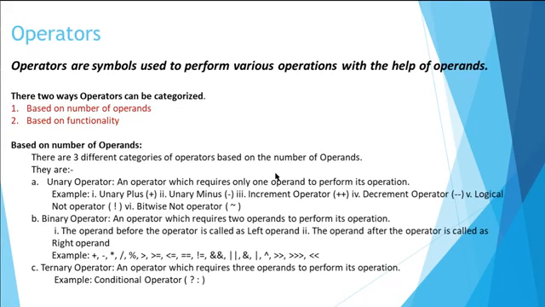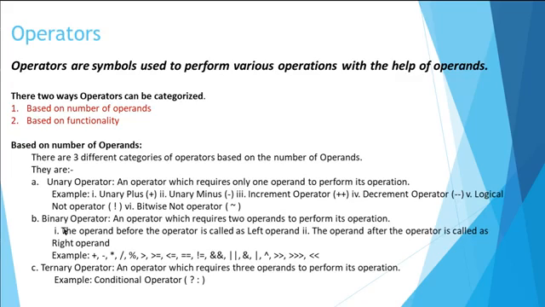Operators. Now, operators are divided into 2 categories based on number of operands and based on functionality. Based on number of operands, it can be divided into basically 3 sections: unary, binary and ternary. Unary operators require only one operand, say plus, minus, increment operator plus plus, decrement operator minus minus, logical not operator and bitwise operator. They require only one operand.